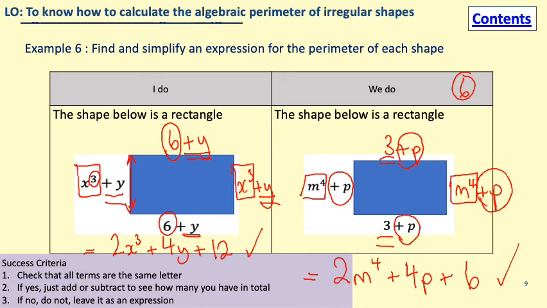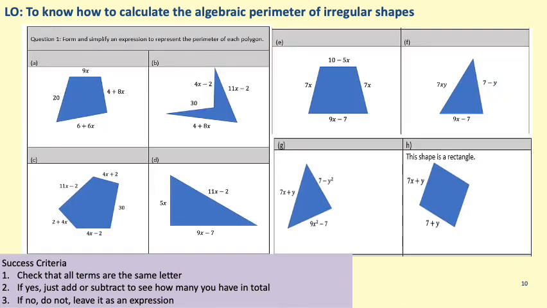So now a chance for you to do some for yourself. So here we go. Form and simplify an expression to represent the perimeter of each of these polygons. So give yourselves 7 minutes working through these, guys. Pause the video, away you go. Now bear in mind, make sure your answers are very visible and you know where they are.